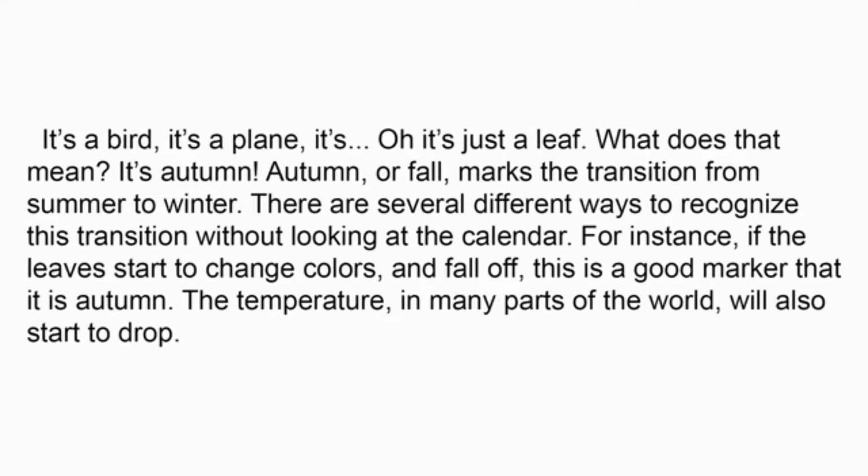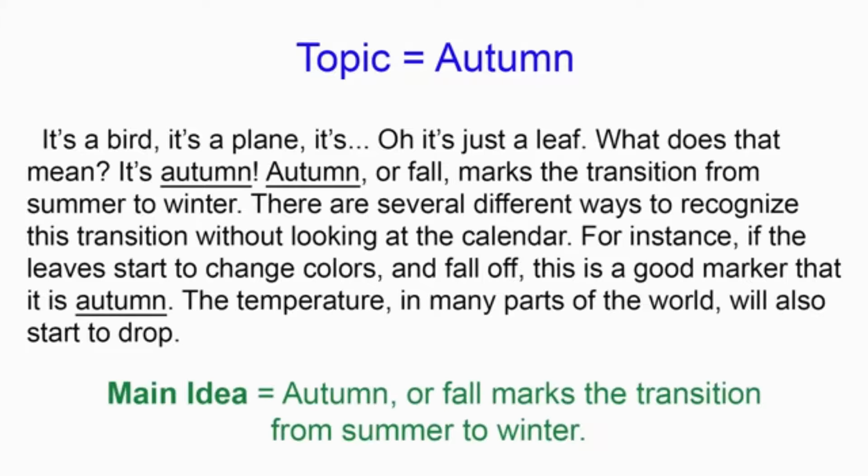In this paragraph, the first sentence is not the main idea. So let's look at the topic. We know that the topic is autumn because it is repeated and everything is referring back to it. "Autumn or fall marks the transition from summer to winter" is the main idea. This sentence includes the topic and it also makes a main point about the topic.